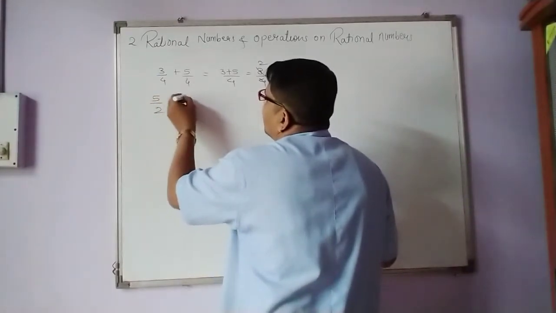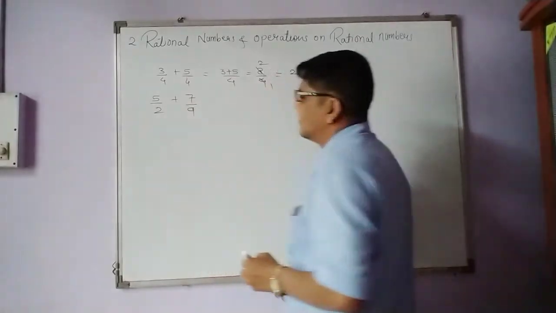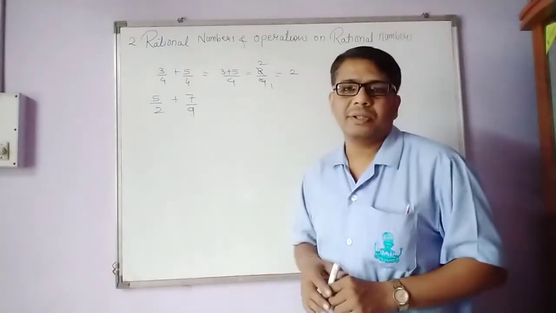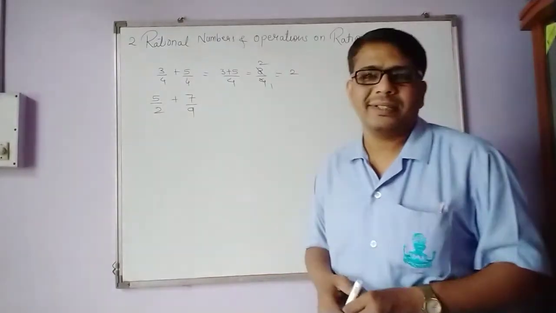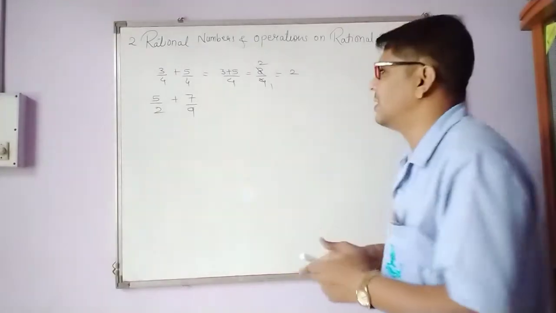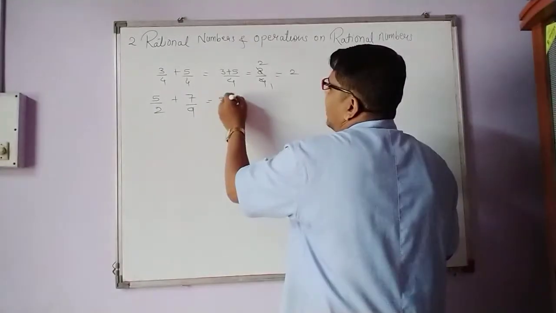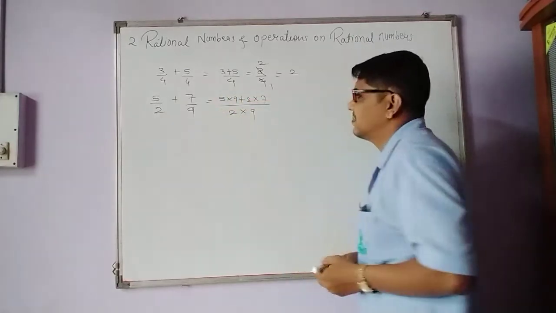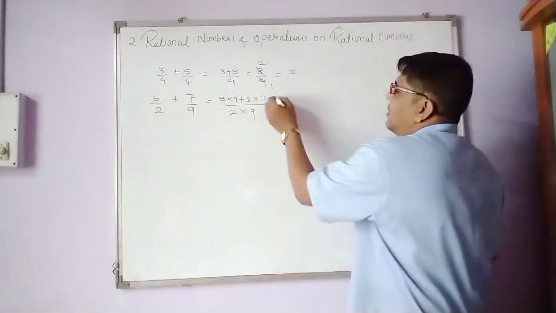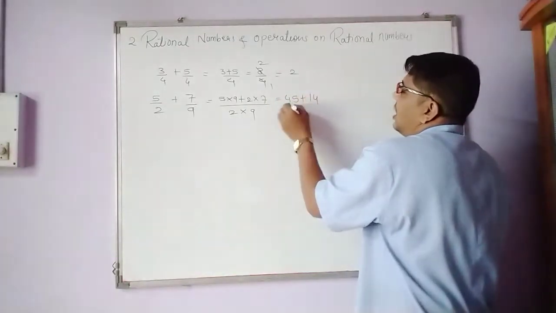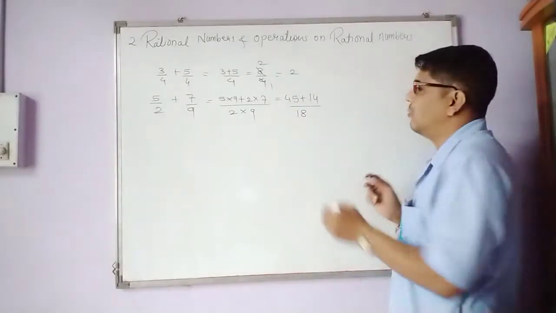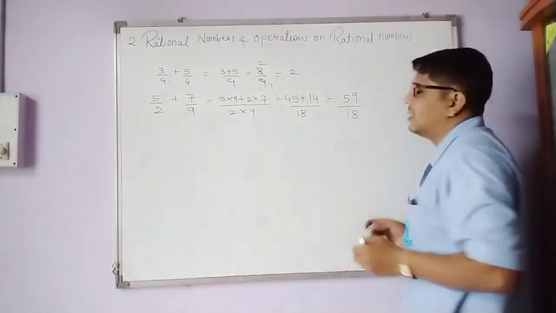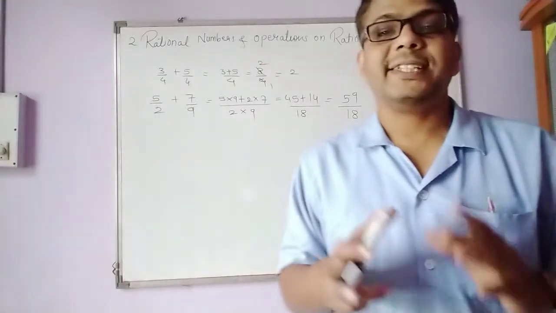But in case I have got denominators not equal. Now here, are the denominators same? Not at all. Okay, so what to do? Now they are not multiples of each other, right? So go for cross multiplication. So 5 into 9 plus 2 into 7 upon 2 into 9, right? Now 9 5s are 45 plus 14 upon 18. Now 45 plus 14 is 59 upon 18. So 59 upon 18 is the correct answer.